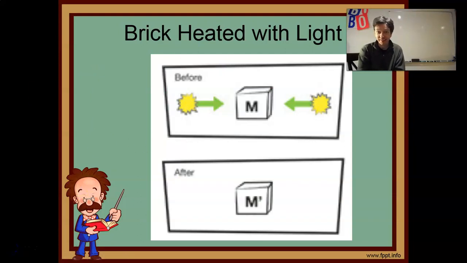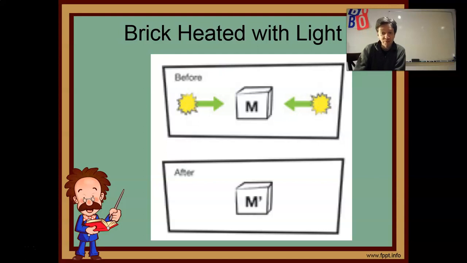Next, all right, next thought experiment. So inside of this box, we have a brick of mass m. We also have 2 photons of light. And those 2 photons of light hit the brick and get absorbed. And so now the brick's mass is m prime. Now that whole box that contains the brick, we've already gone over that the mass of that entire box does not change. But we also know the mass of that brick increases. So does that mean light has mass?